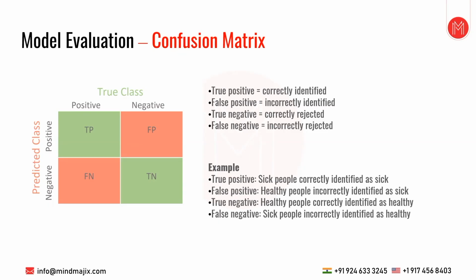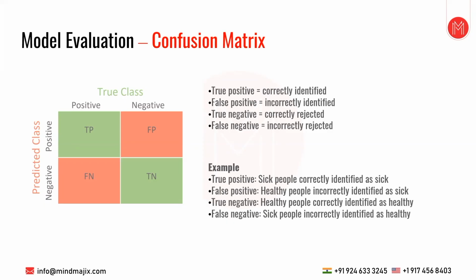What is the representation of the other terms? Basically, the confusion matrix is built based upon TP, FP, FN, and TN. So what is the meaning behind all these things? TP stands for true positive, FP stands for false positive, FN stands for false negative, and TN stands for true negative. So let's start with the first thing, and that is the true positive.